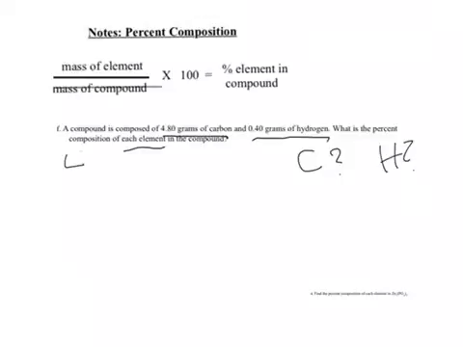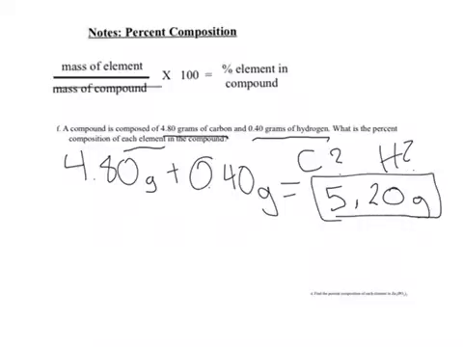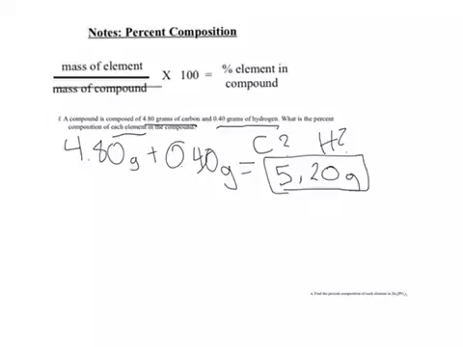So when you do that, 4.80 grams plus 0.40 grams, you get a total of 5.20 grams for the whole compound. So that is our mass of the compound. So now that we have the mass of the compound, we can get the percent composition of each element. Okay, so let's find the percent composition of carbon first.